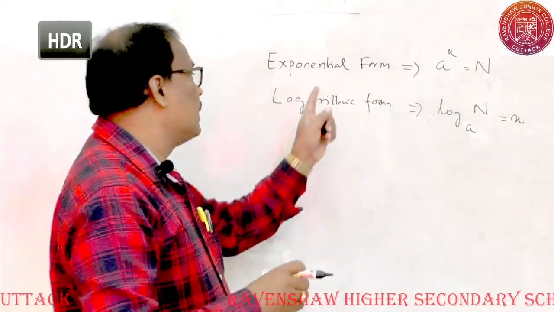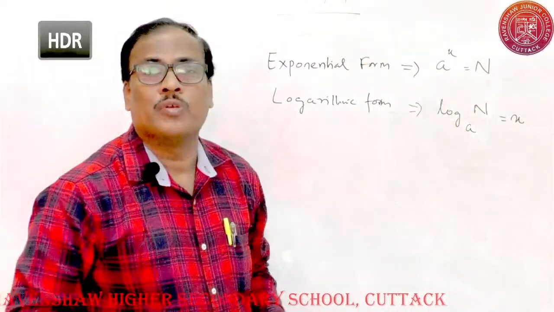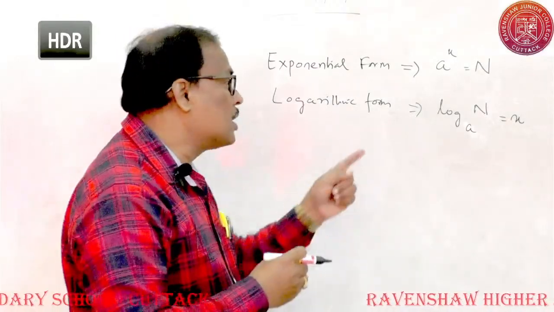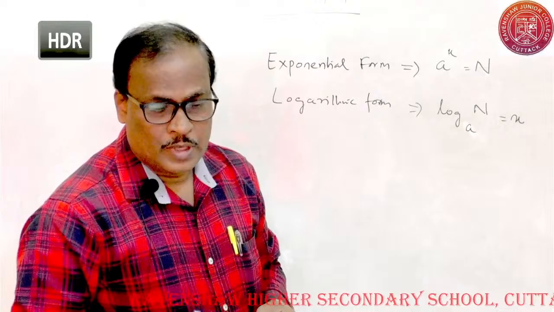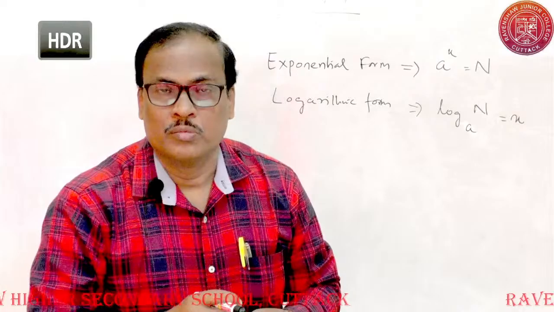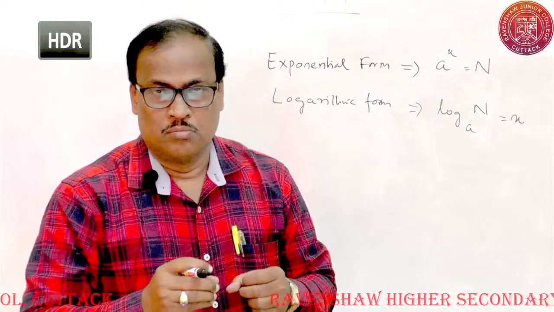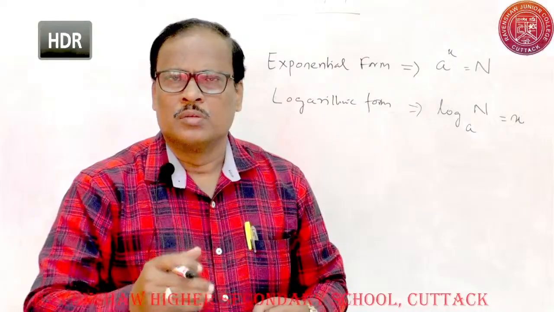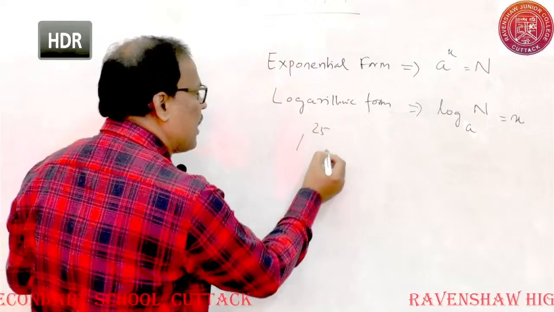Again I repeat, in the exponential form, if a to the power x is equal to n, then when we convert it into logarithmic form, it should be log n to the base a is equal to x. Now remember, a should not be equal to 0, and also should not be equal to 1, because if the base is 1, whatever power you take, you get the same value 1. That means 1 to the power 25 is also 1.